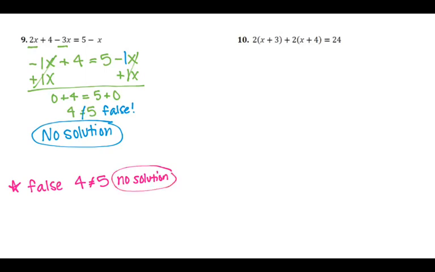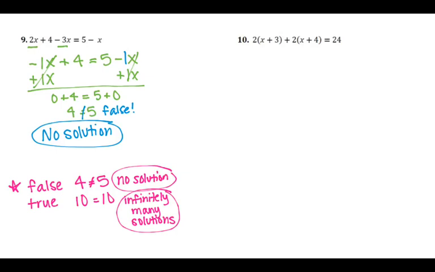Now, let's say we got something that was true. So when all of my variables cancel out, let's say I ended up with 10 equals 10. Well, 10 equals 10, and 10 will always equal 10. So that is something that is true. So if it is true, what you have are infinitely many solutions. So really, you could have any value for x, and it would end up working for that equation. So there are your two scenarios for your special cases.